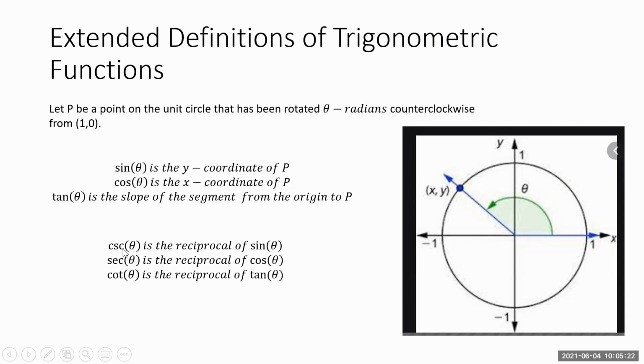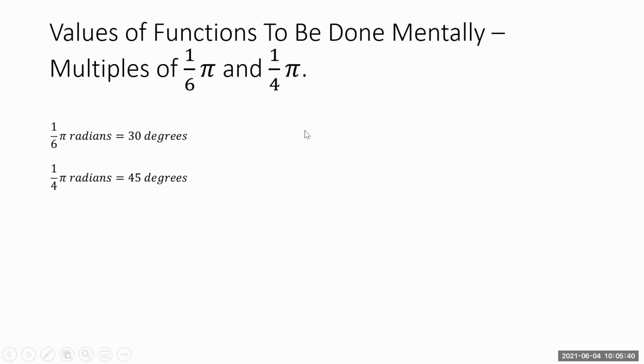So we have cosecant of theta, CSC. That's the reciprocal of sine. Secant of theta is the reciprocal of the cosine. And cotangent of theta is the reciprocal of the tangent. So if you know these three, you can get these three as long as you know which one goes with which. All right, so now, which ones do we need to know mentally?